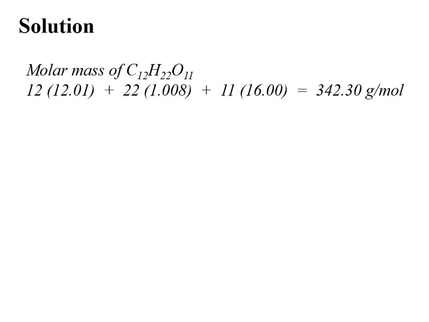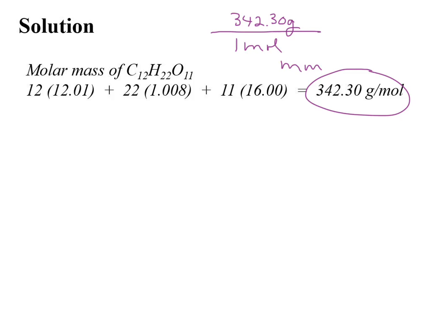So, you know, sometimes I'm better about it than others, but remember, whenever you come up with this, this is an MM, right? That's the molar mass of C12H22O11. Whenever you come up with the molar mass, remember that means it is 342.30 grams per 1 mole of that compound. Okay?